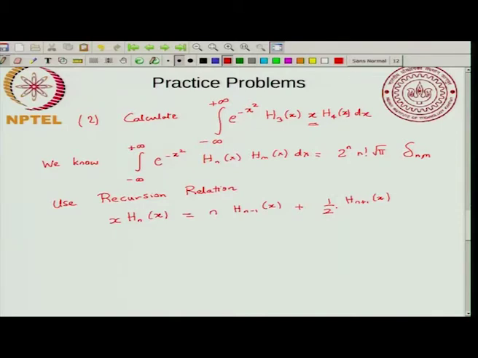Now once you use this in the integral, you can easily do the integral. So x times H4 of x is equal to 4 times H3 of x plus half times H5 of x. What I did is I put n equal to 4 and I got this relation. Now I will substitute it there, and then use the orthogonality condition.